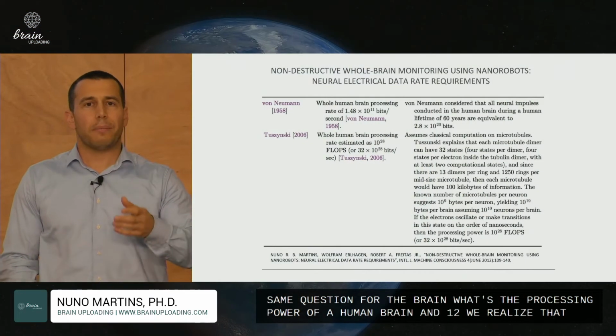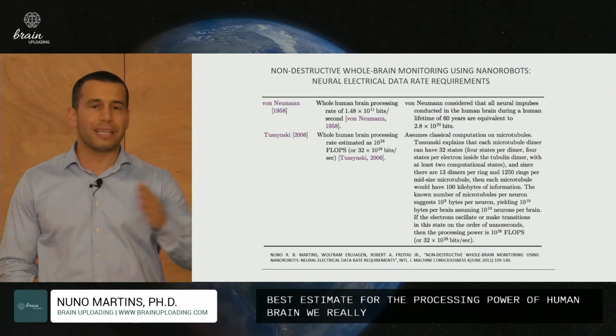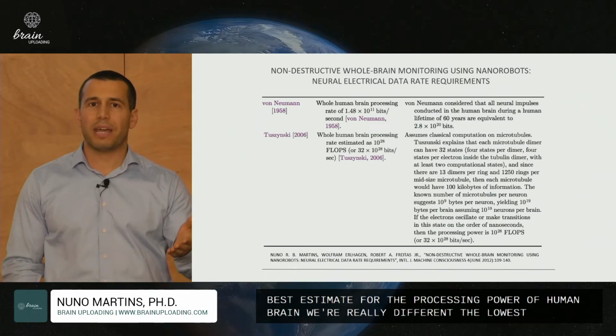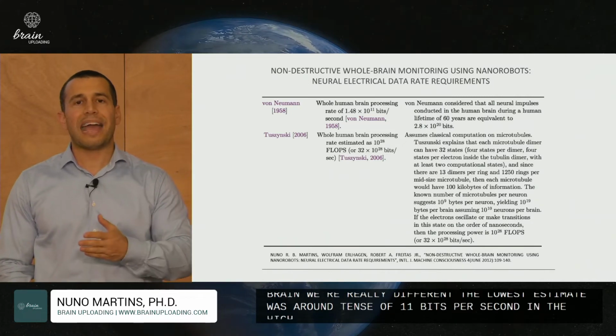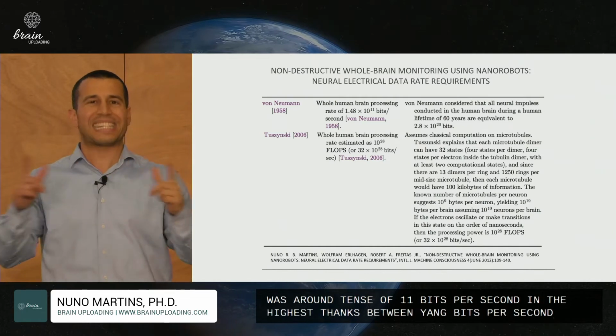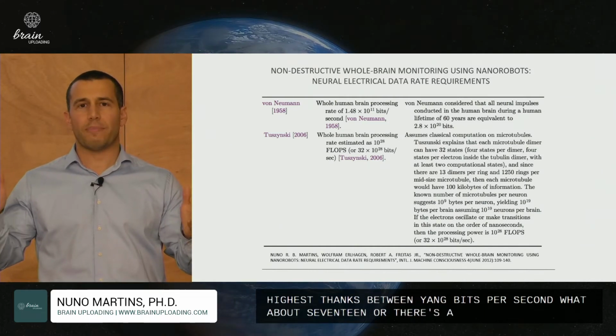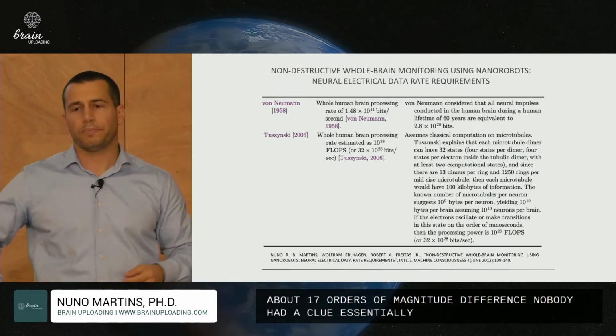When we looked into the literature back in 2012, we realized that the best estimates for the processing power of the human brain were really different. The lowest estimate was around 10 to the 11th bits per second, and the highest 10 to the 28th bits per second. We're talking about 17 orders of magnitude difference. Essentially, nobody had a clue.